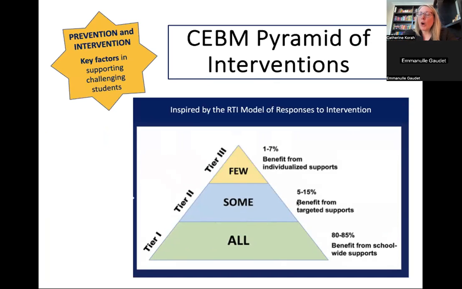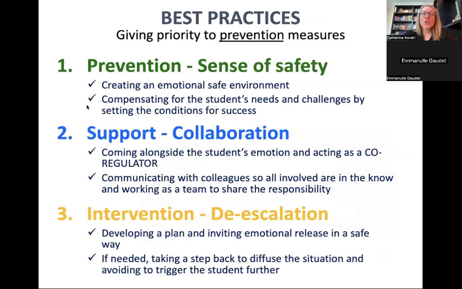What are the additional targeted practices for some students that need more than just the universal? And what are the intensive and individualized measures to help those few students for whom the universal and the targeted are not sufficient? So for tier 1, we're mostly focusing on prevention and setting up a sense of safety for the students, creating an environment where students can feel safe enough, one, to express, but two, to feel the vulnerability of their emotions and not bring up their defenses, compensating for the students' needs and challenges by setting the right conditions for them to be successful.